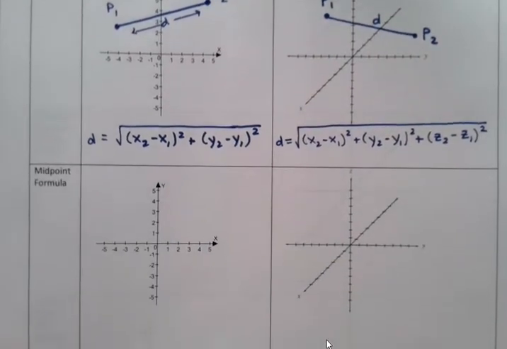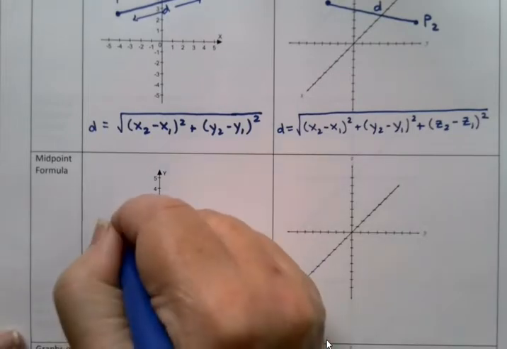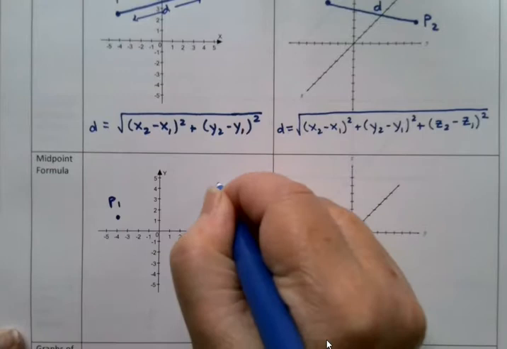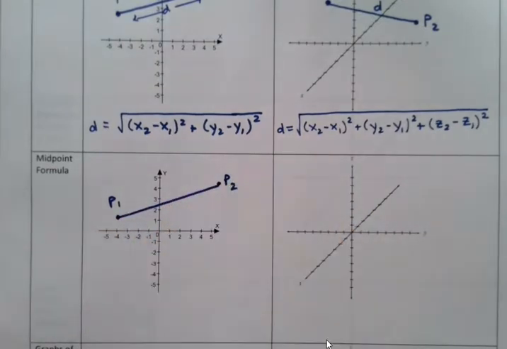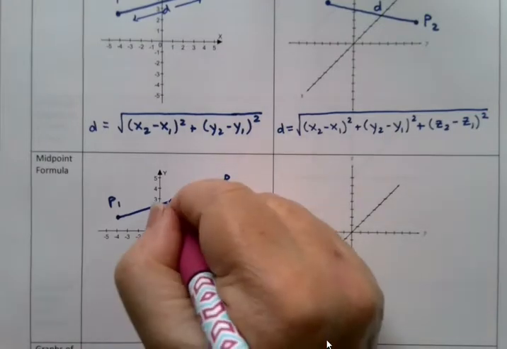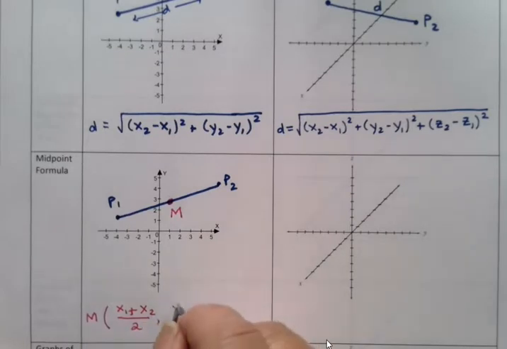The next line talks about the midpoint formula, again, one that I'm sure you're familiar with. So if I've got 2 points, P1 and P2, the formula to find M, the midpoint between those, we just take the average of the x's, so x1 plus x2 over 2, and then the average of the y's, y1 plus y2 over 2.